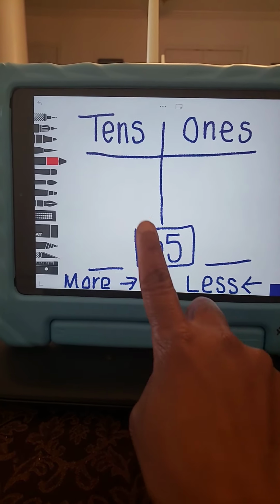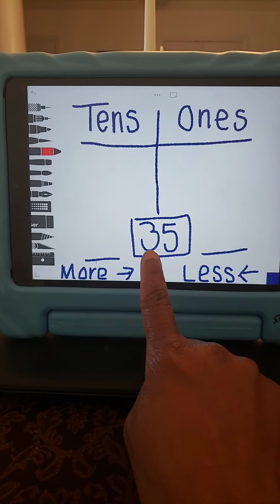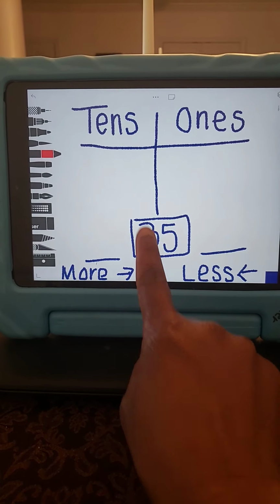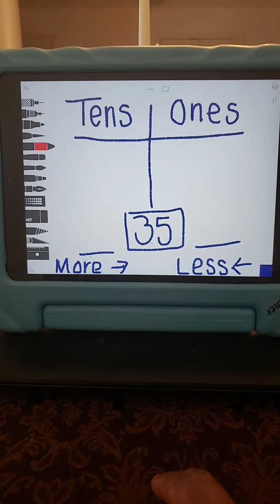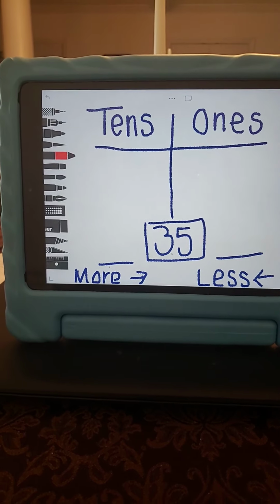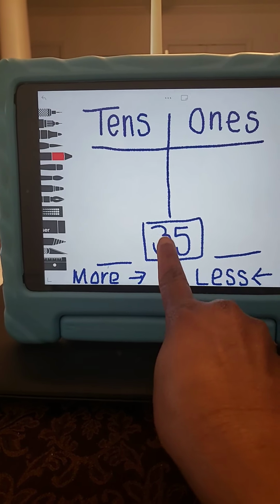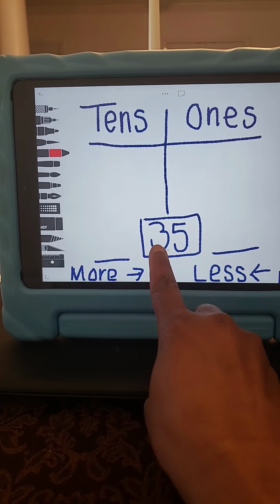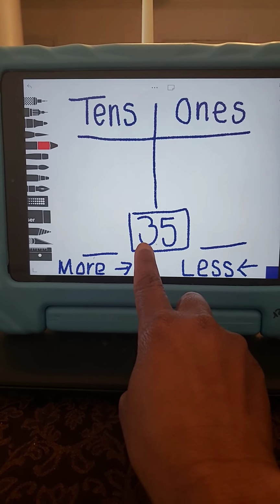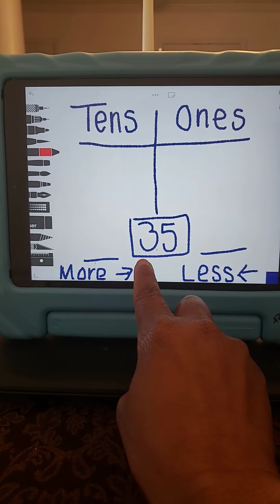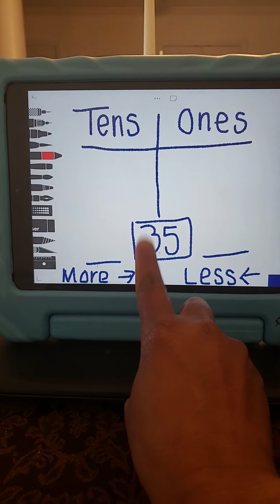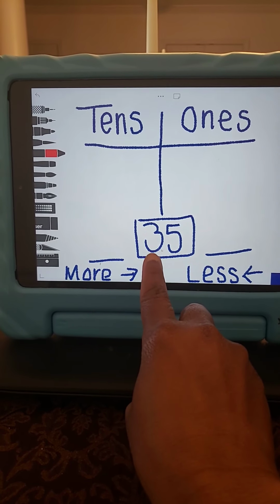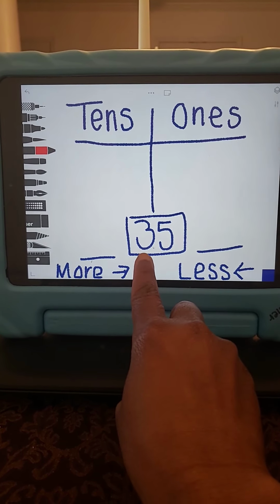So just like the song says, let's look at this number to see how many tens we have and ones. So the number is 35. The song says the first one is the tens. So boys and girls, how many tens are in the number 35? The first one is the tens. Yep, there are 3 tens.